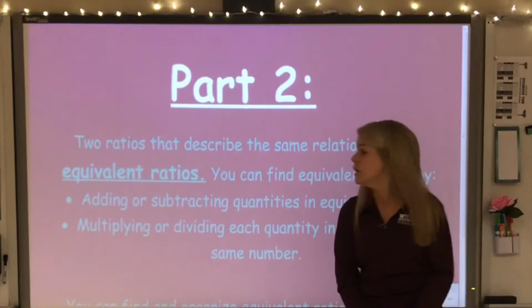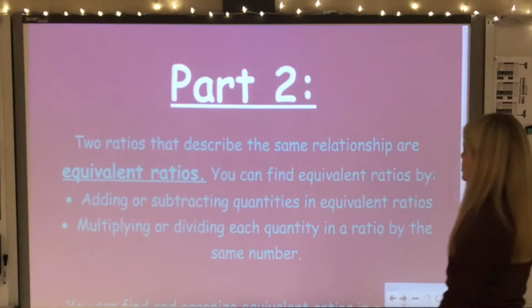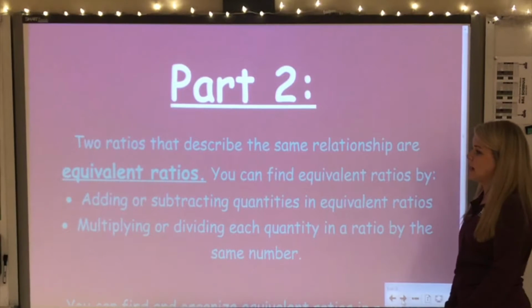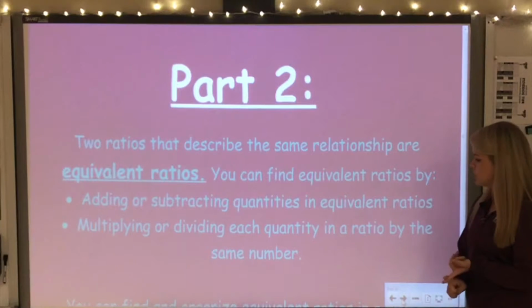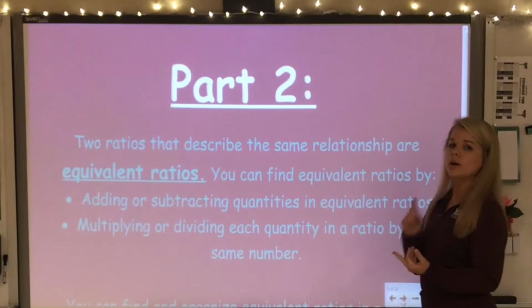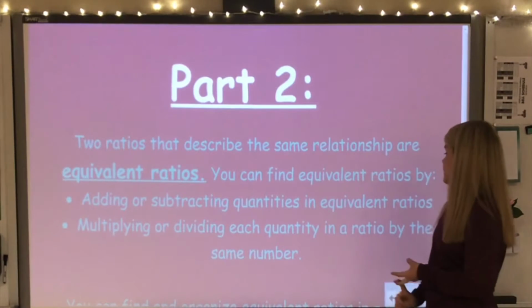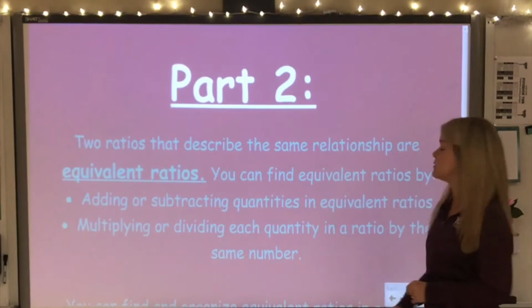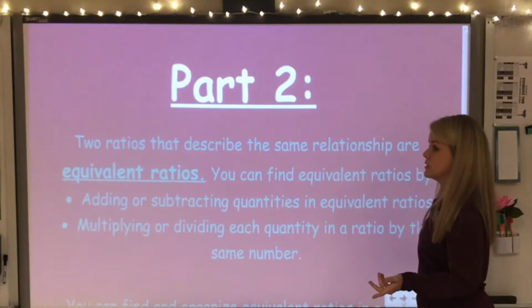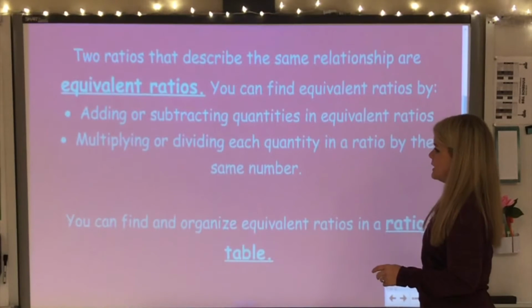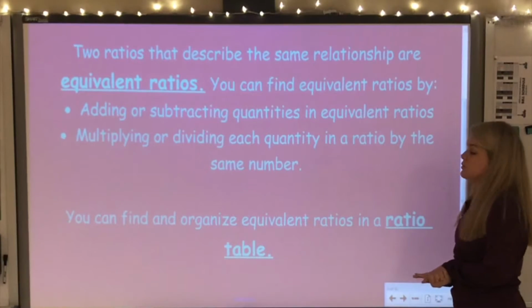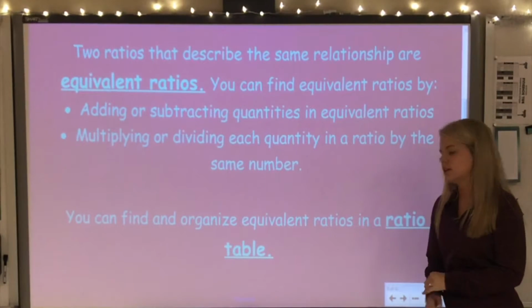All right, the second part. Two ratios that describe the same relationship are equivalent ratios. You can find equivalent ratios by adding or subtracting quantities in equivalent ratios, or multiplying or dividing each quantity in a ratio by the same number, kind of like equivalent fractions, since we can represent our ratios as a fraction. Now, you can find and organize equivalent ratios in ratio tables. Let's take a look at an example.